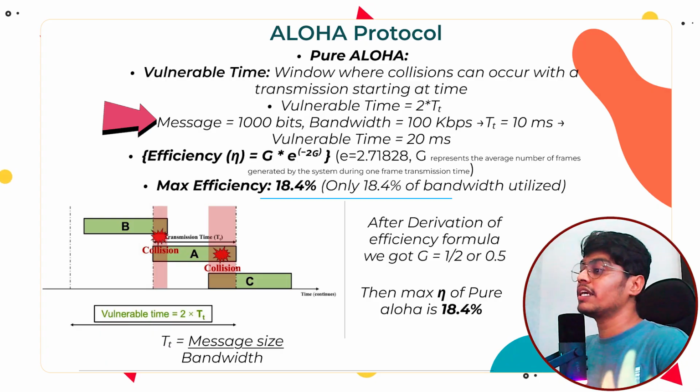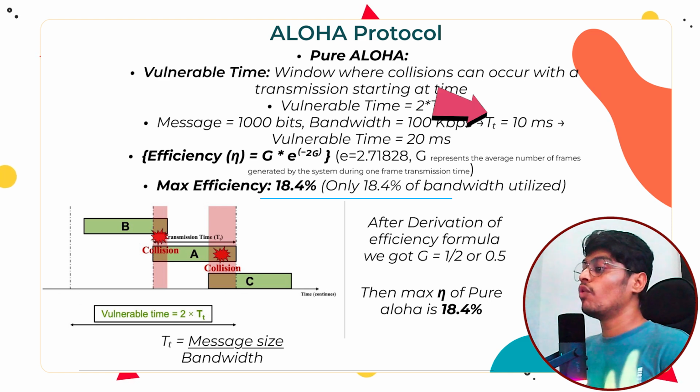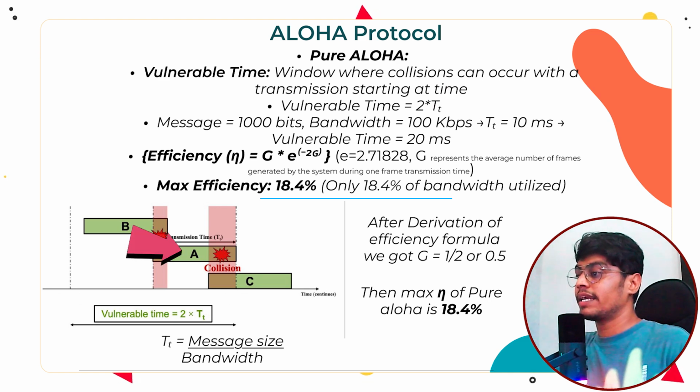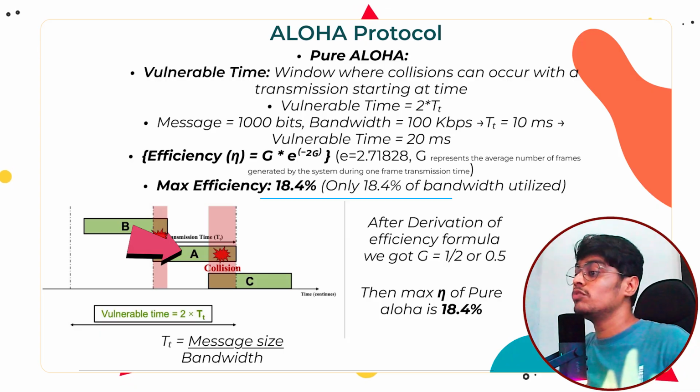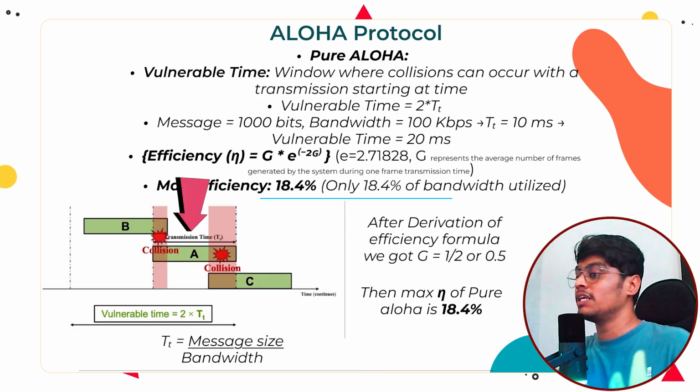Let's take a practical example. Let's say my message is 1000 bits in size and the channel bandwidth is, let's say, 100 kilobytes per second. So what is the total transmission time? This becomes 10 milliseconds. This means for 10 milliseconds I will keep transmitting bits continuously on the shared media. Let's say this 10 millisecond duration represents my transmission time.